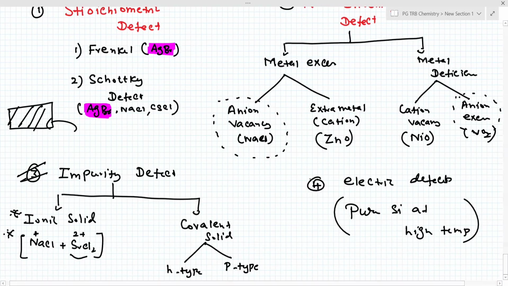Next, impurity defects. There are two: ionic solid and covalent solid. Ionic we will discuss tomorrow. What is covalent solid? N type, P type. Now what is the final defect? Electronic defects. When temperature increases, the electrons move from the valence band to the conduction band, and they give the electric property of metals.